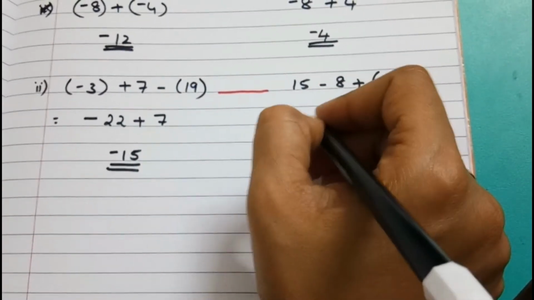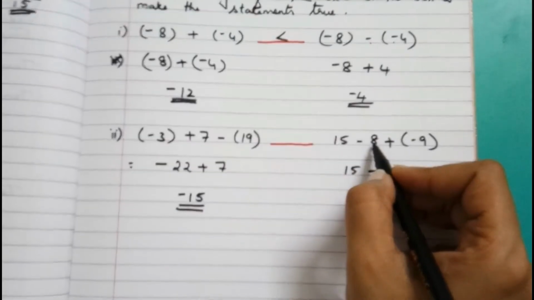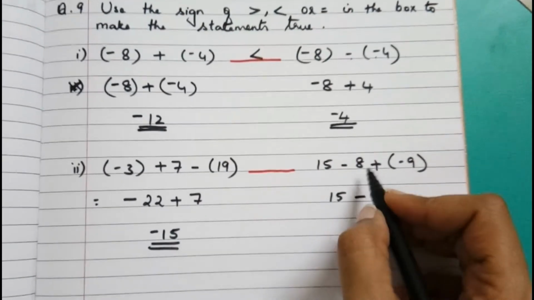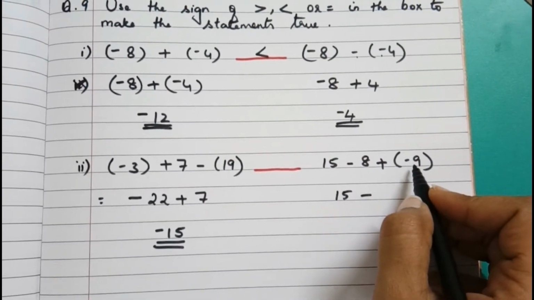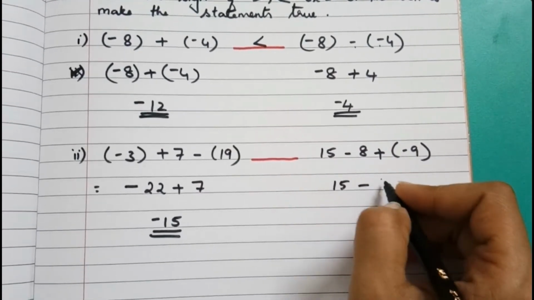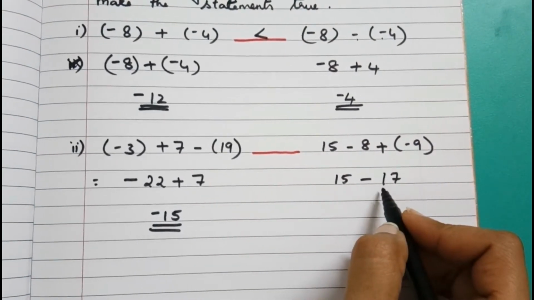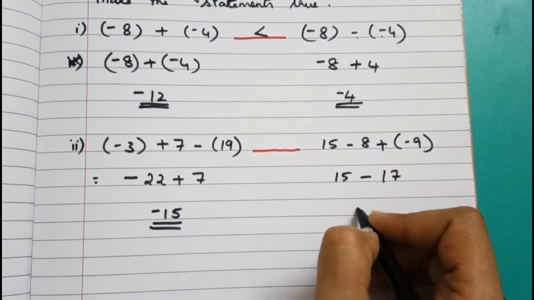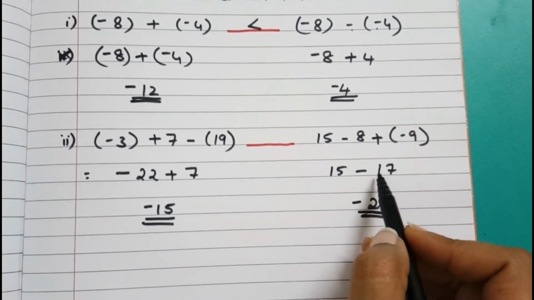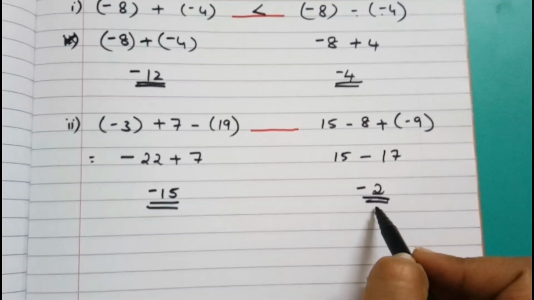Say 15 minus, since these two are minus, let's first add it. So 8 plus 9 is 17. 15 minus 17, again what would be the sign? Minus 2. Why? Because this is positive and this is negative. 17 has a minus sign which is a bigger number, so the value will be minus 2.